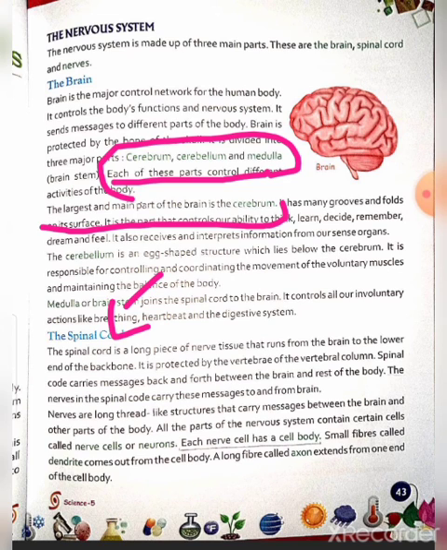Spinal cord. The spinal cord is a long piece of nerve tissue that runs from the brain to the lower end of the backbone. The spinal cord connects the whole of the body. It is protected by the vertebrae of the vertebral column. So all of you remember, it is protected by the vertebrae. The spinal cord carries messages back and forth between the brain and the rest of the body. So this is the medium between the brain and the body.